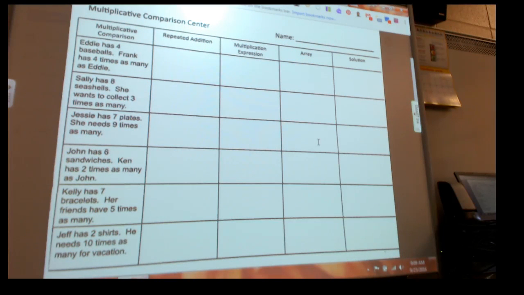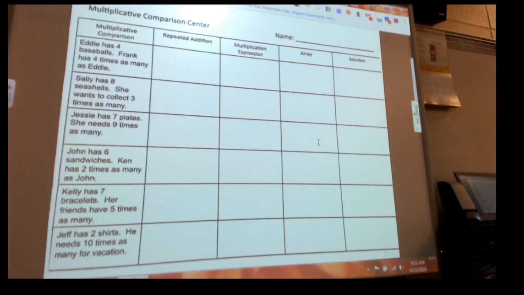All right, Miss James is about to begin, and some people are going to be left behind. 10, 9, 8, 7, 6, 5, 4, 3, 2, and 1. All right, multiplicative, say that.